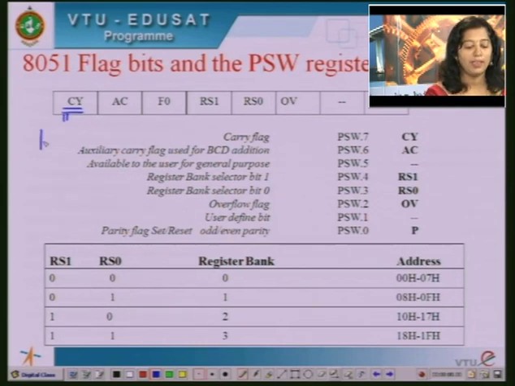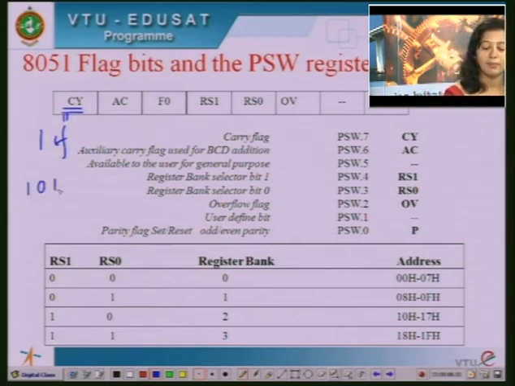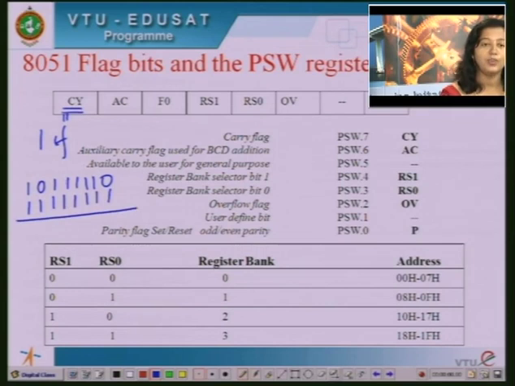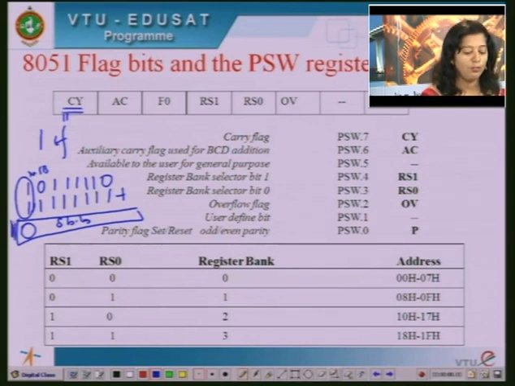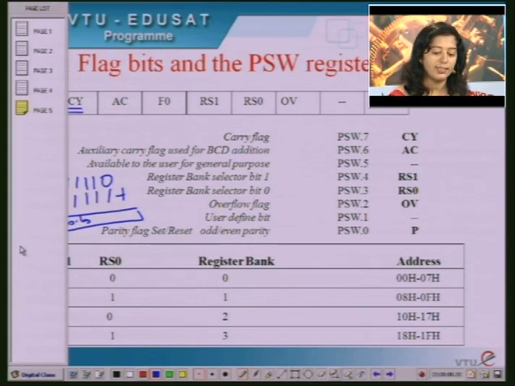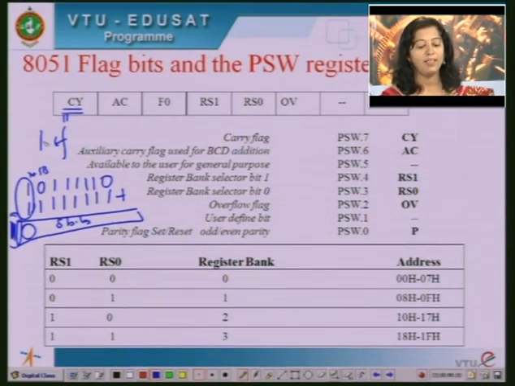This carry flag will be 1 if the result of addition or subtraction will generate an overflow out of the 8th bit. So you add 2 8-bit numbers. Take for example, I have something like this, 11111111. When I add 2 such numbers, naturally the addition of the MSB, the most significant bit, will result in 10, which means I already have 8 bits here. So 8 bits are already done by adding these 2. There is an overflow out of the 8th bit, and this we call the carry flag. So if there is a 1 generated out of this bit, then the carry flag is set.